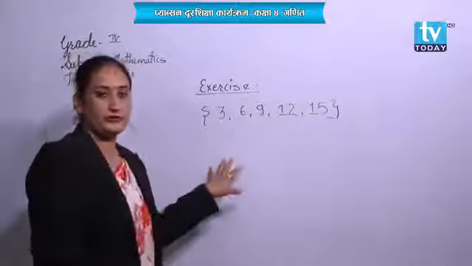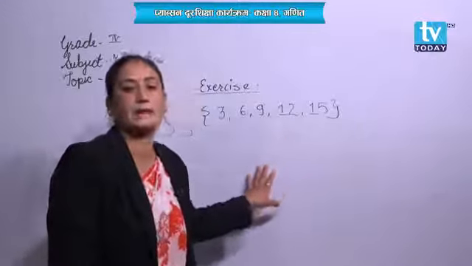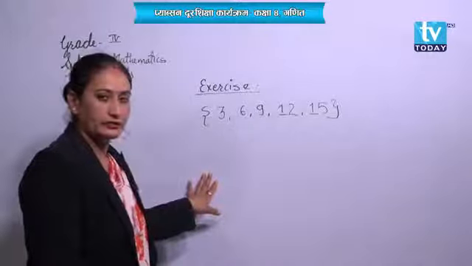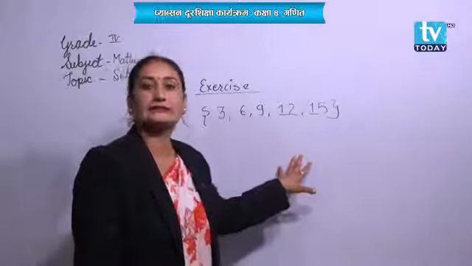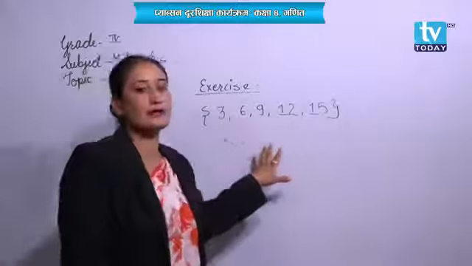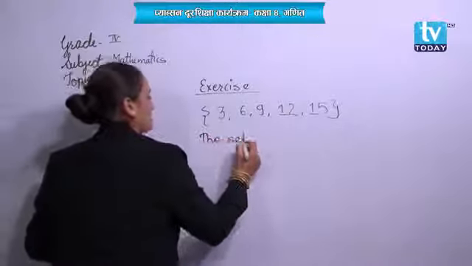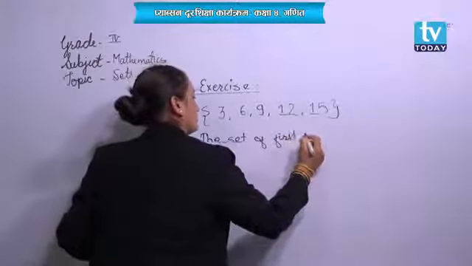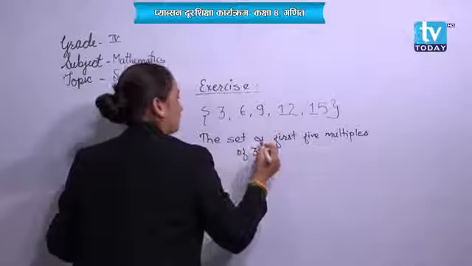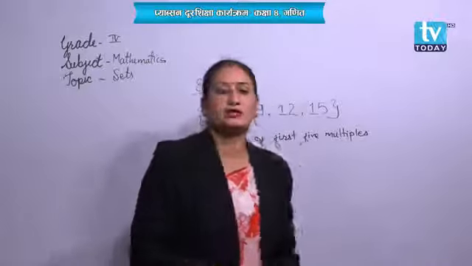Okay, students, have a look at this one. The question is given in the form of a listing method. Now you have to write it in the descriptive method. How to write? The set of multiples of 3 less than 18, or we can write it as the set of first 5 multiples of 3. Let's write it. The set of first 5 multiples of 3. Done? Okay, students, I hope you understand this topic.